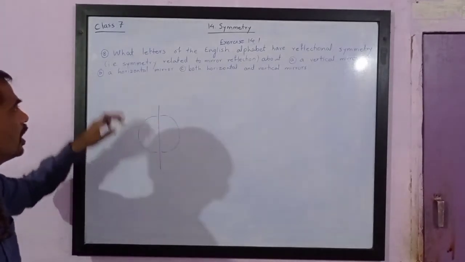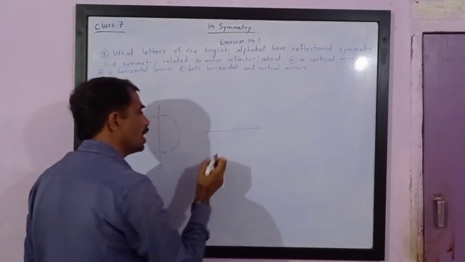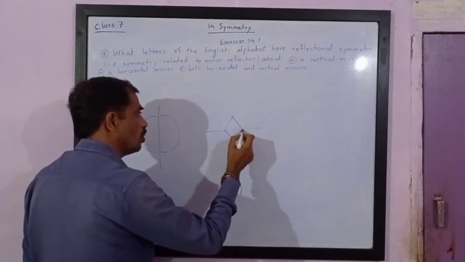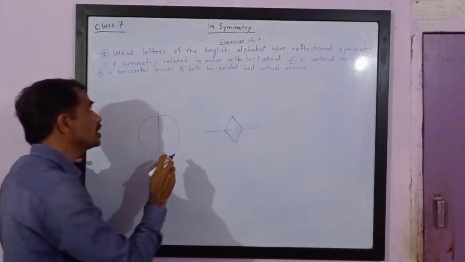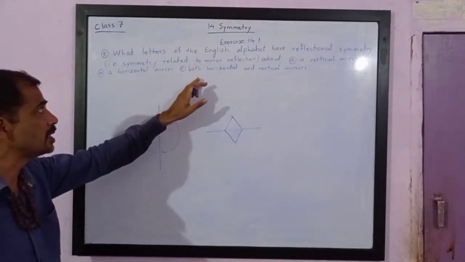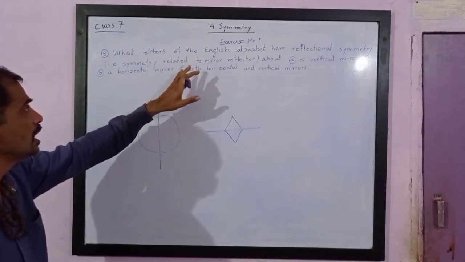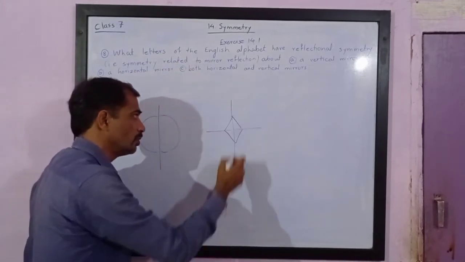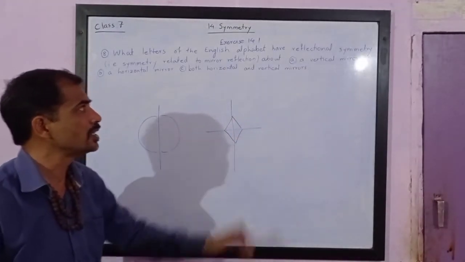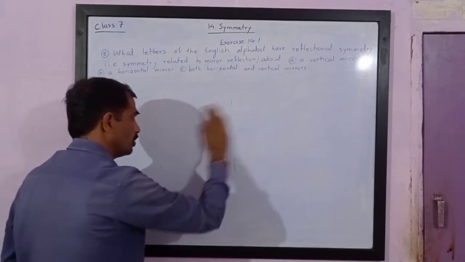First is the vertical mirror. Second is the horizontal mirror. Horizontal mirror means if the mirror is kept like this, which letters have horizontal mirror reflection. So horizontal mirror symmetry. And which English alphabets have both? That is the question asked. Both vertical as well as horizontal symmetry. So let us try to understand which alphabets have.